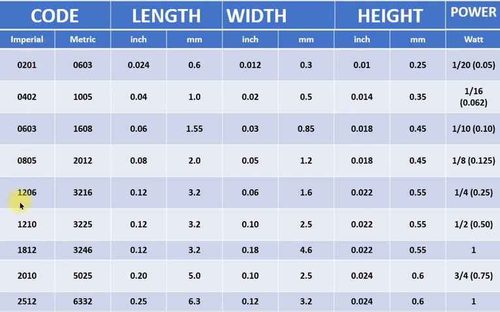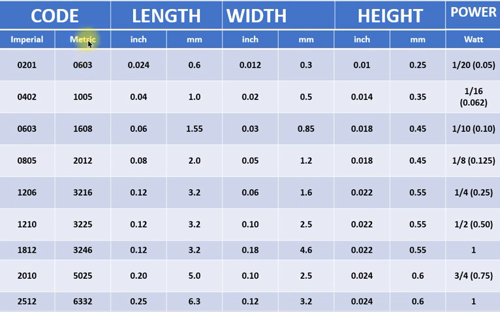So here is the code, and the code in imperial and metric. What is imperial and metric? There are two types of codes. Some countries follow this code and some countries follow that code. Only the name number is different from each other, but the length, height, width and wattage are the same. Suppose 0201 in imperial code has this length, width and wattage; the same length, width and wattage this metric number will have.